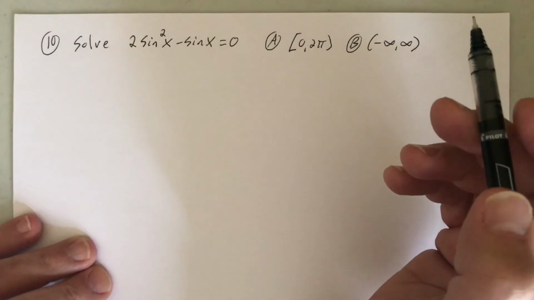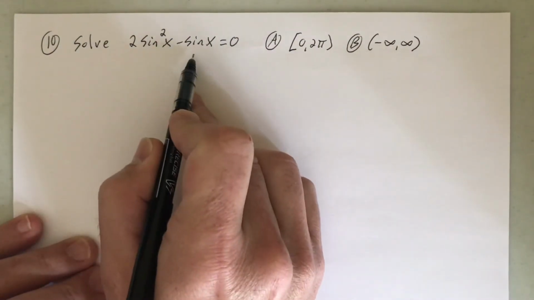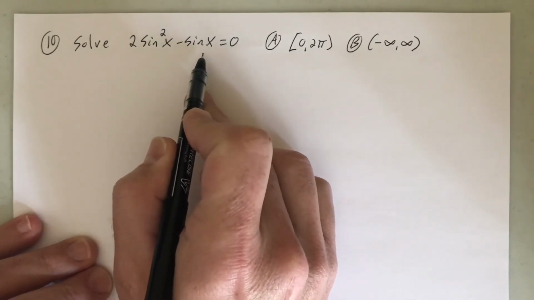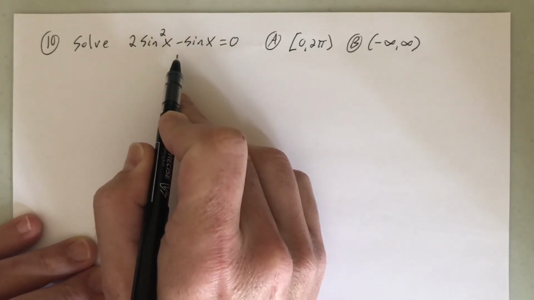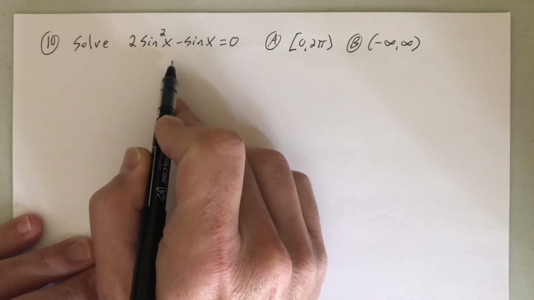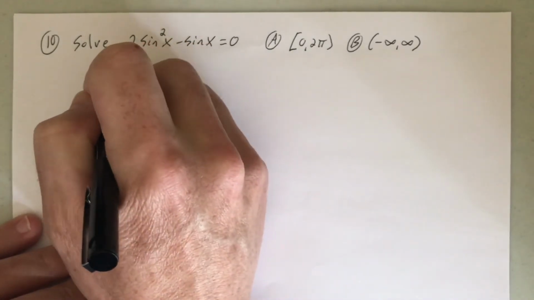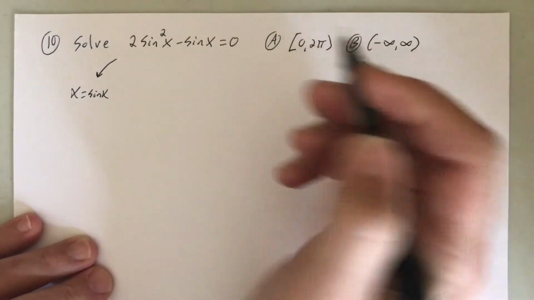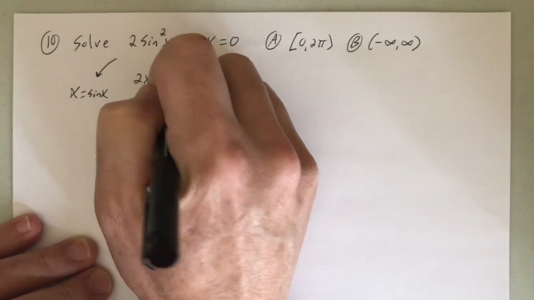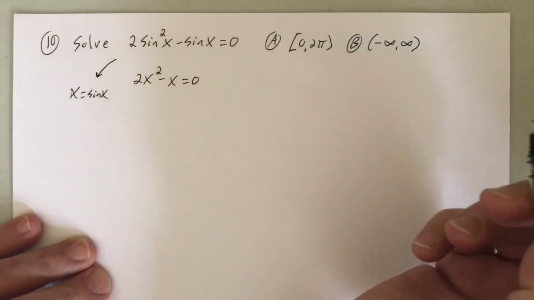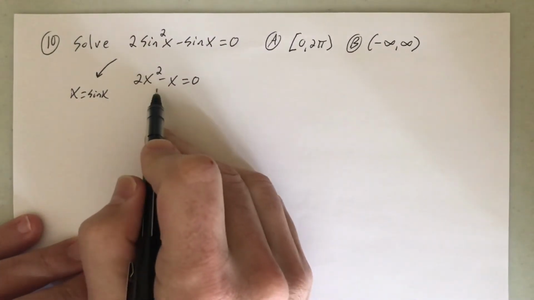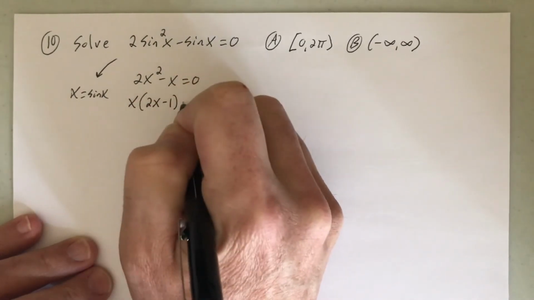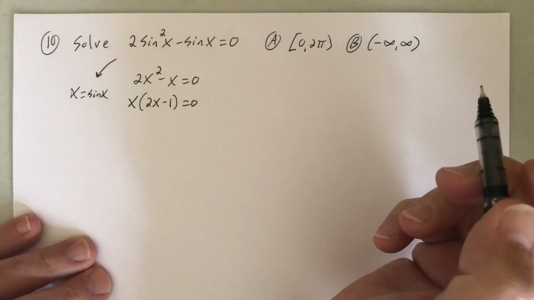So for this one here, I look and say, well, we can't really factor this because we don't have a trinomial. But that's not true because we have a common factor, and a common factor is factoring. So if I go ahead and say that x is equal to sine x, then this would be 2x squared minus x is equal to 0. Well, both of these have an x, so I can factor out an x and get x times 2x minus 1 equals 0. So that is factored.